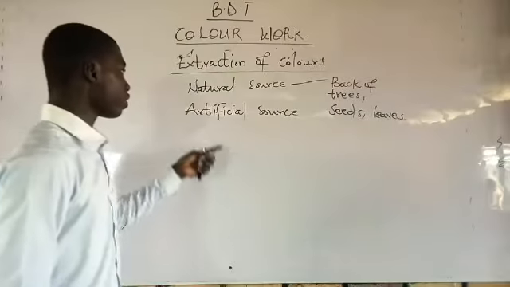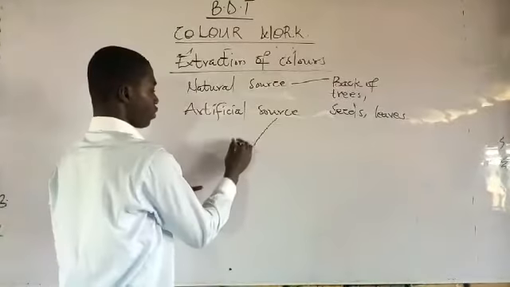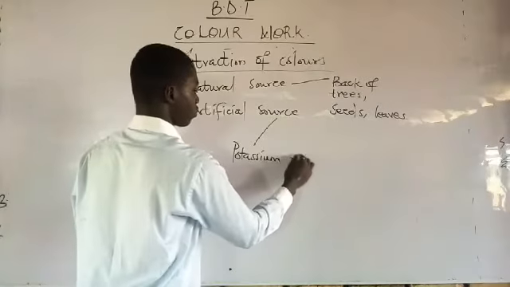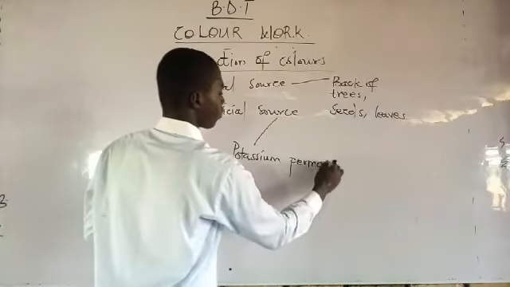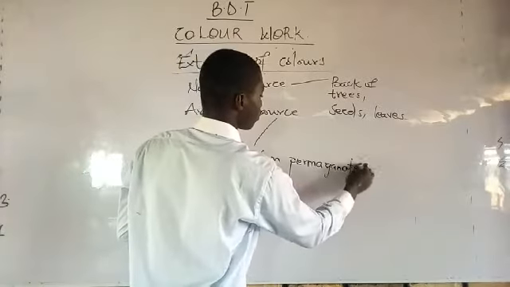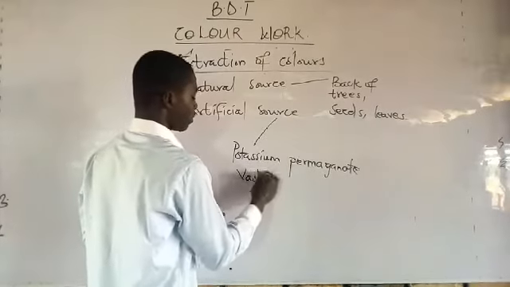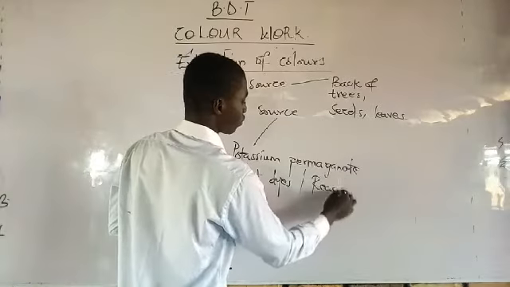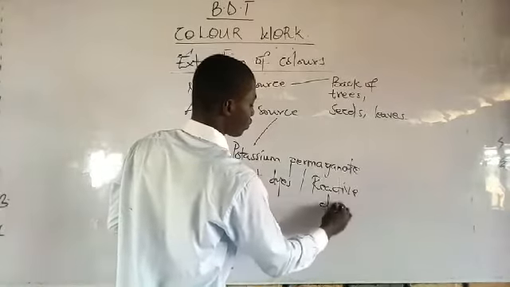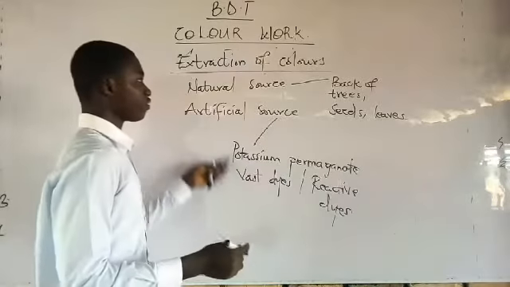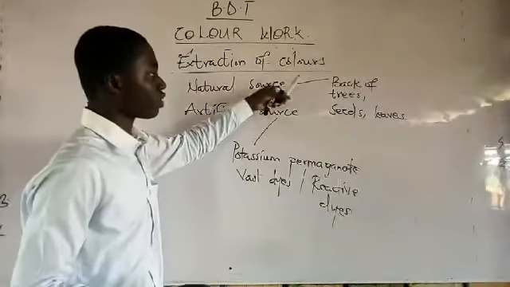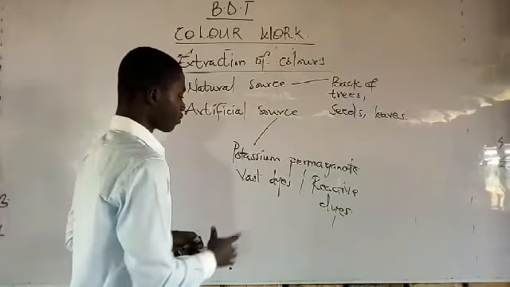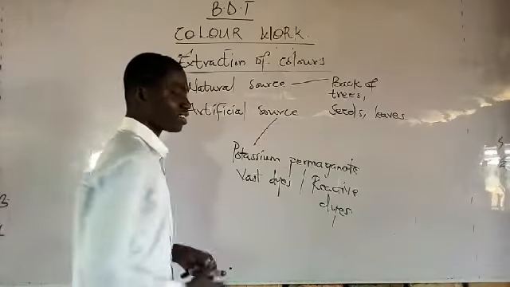Then under the artificial source we have potassium permanganate, vat dyes, and then reactive dyes. Okay, so that is for the sources. Let's take these three examples: bark of tree, seeds, leaves. Then we have potassium permanganate, vat dyes, and then reactive dyes.